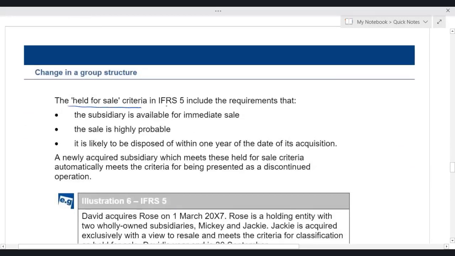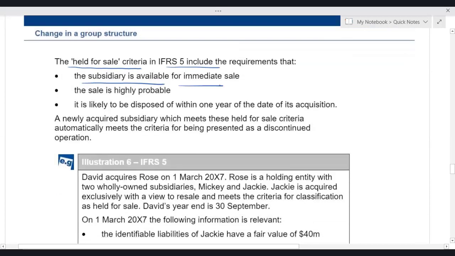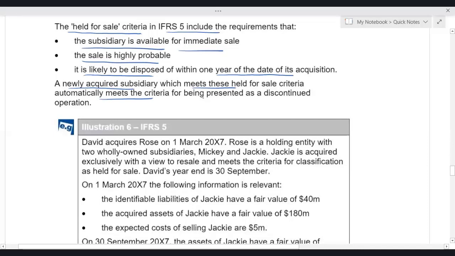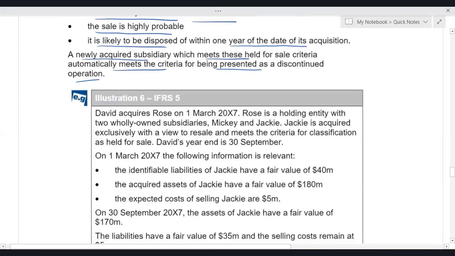The held for sale criteria in IFRS 5 include the requirements that the subsidiary is available for immediate sale, meaning it is saleable in its present condition. The sale is highly probable, more than 50% chance, meaning your subsidiary will be sold within 12 months after meeting the criteria. It is likely to be disposed of within 1 year of the date of its acquisition. A newly acquired subsidiary which meets these held for sale criteria automatically meets the criteria for being presented as a discontinued operation. So if your subsidiary has met the criteria of non-current asset held for sale, then automatically it fulfills the criteria of discontinued operations because it is a separate line of business.